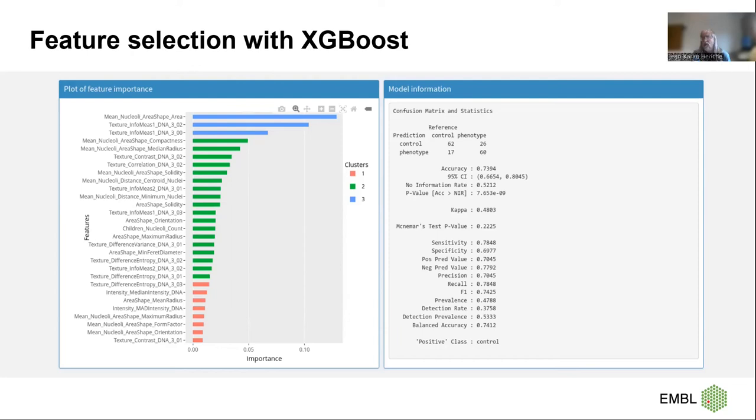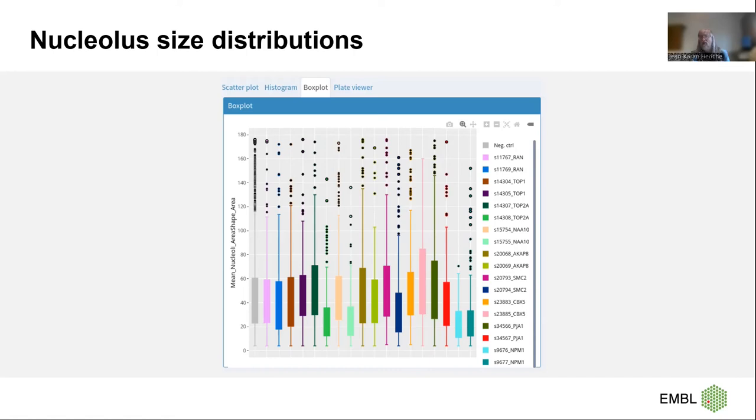Here, the top feature is nucleolus size, and we can verify this by looking at the distribution of nucleolus size by siRNA, and we can indeed see the difference between negative control and NPM1, but also siRNAs against other genes. Those seem to follow the same pattern of increased fraction of nuclei without nucleolus and nuclei with small nucleoli.